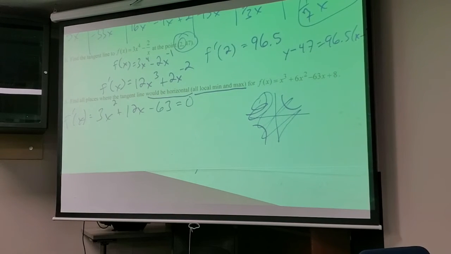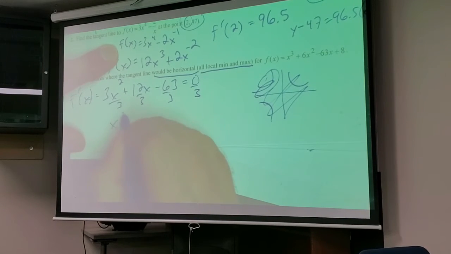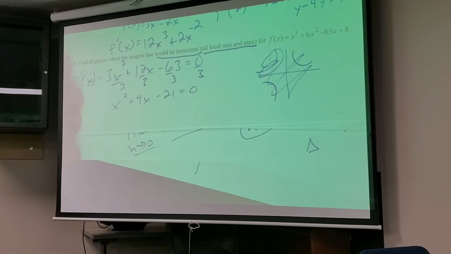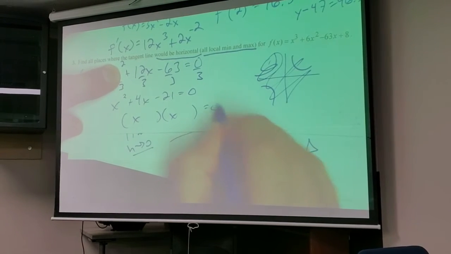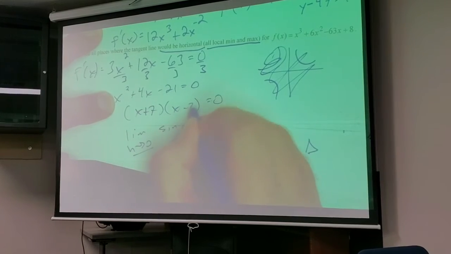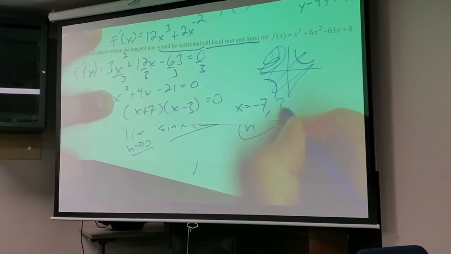Please be nice to yourself and divide by 3. I always feel bad for my people that just start working with the problem like, no, divide by 3, dear God, because a 0 just eats that up. And then this is easy. So it's horizontal at -7 and 3.